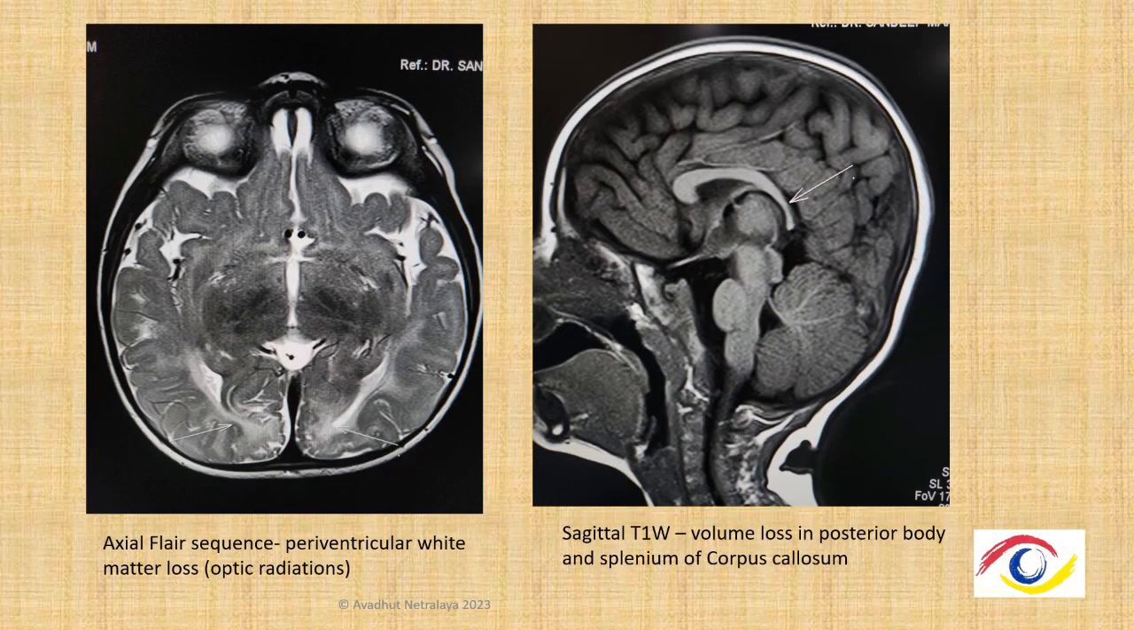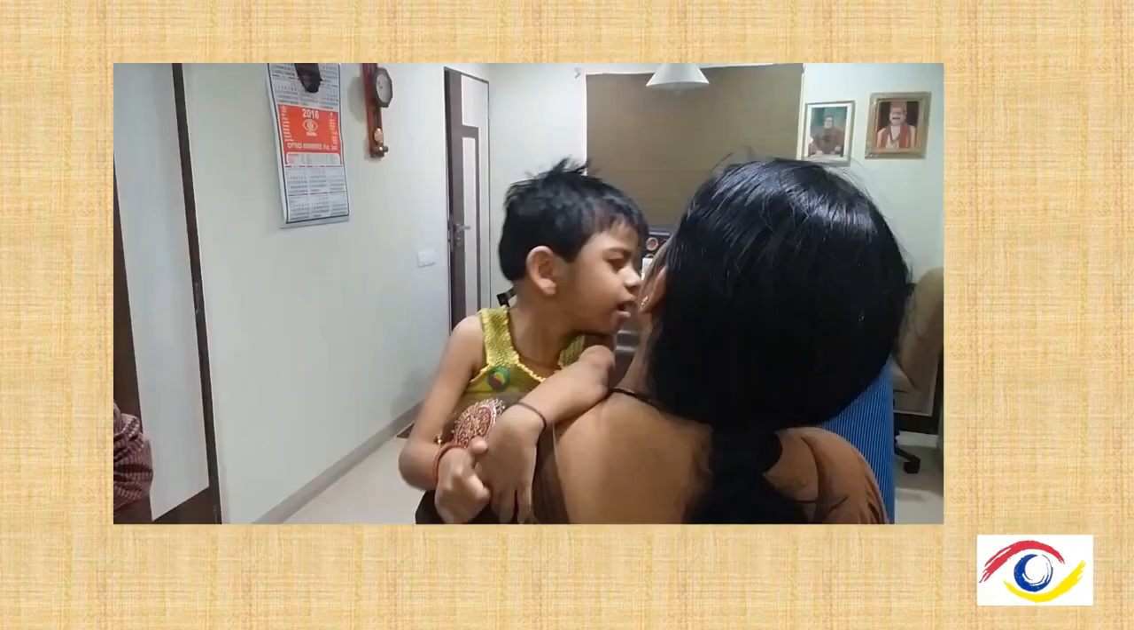These are the MRI images of the same patient. The axial FLAIR sequence shows periventricular white matter loss, which indicates loss of the optic radiations part of the visual pathway. The same part as shown on sagittal section indicates the volume loss of posterior body and the splenium of corpus callosum. This indicates poor visual outcome in these children.